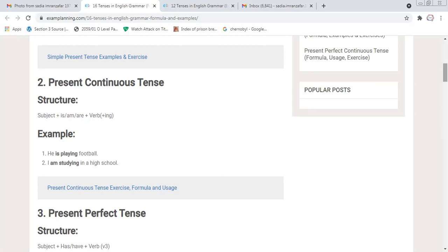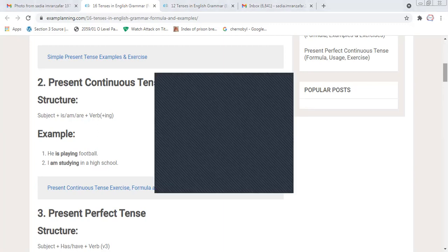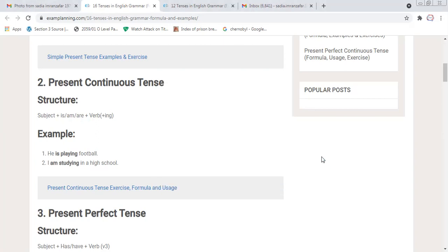So in the structure of present continuous tense, we will have subject and then linking verb. They can be is, are, and am. This is present tense. In present tense, we will use is, are, am with the main verb. Sadia, kindly tell me, are is, am, are helping verbs or linking verbs? They are both helping and linking verbs.